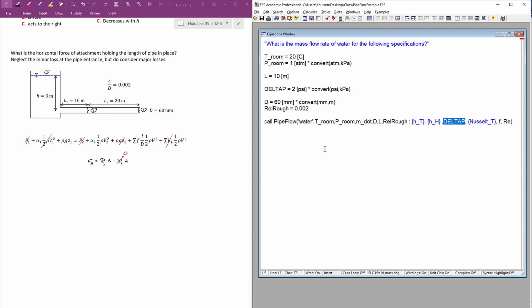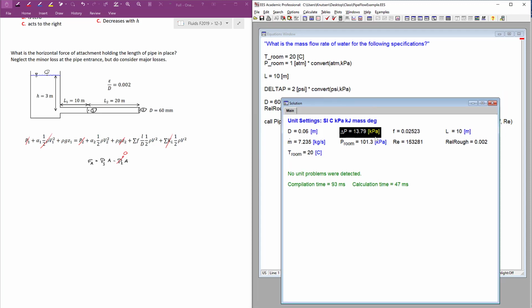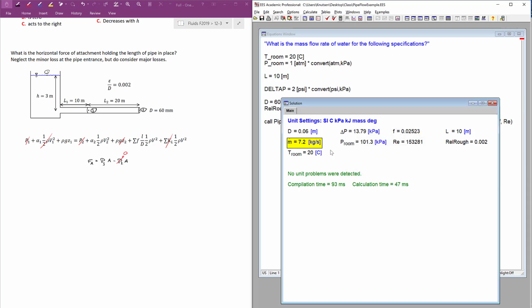The function will return delta P, but the algorithm's smart enough to know that it needs to solve for the unknown variable, which is m dot. So all of this goes on behind the scenes, and it will return the friction factor and the relative roughness. So when I go up and solve the problem, we see a pressure drop of about 13.8 kilopascal, which corresponds to 2 psi. And then what we're after in the problem is a mass flow rate. So maybe I'll highlight this with a box. Let's just report two significant figures on that. We see a mass flow rate of 7.2 kilograms per second.